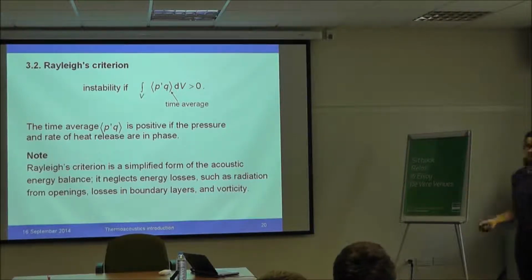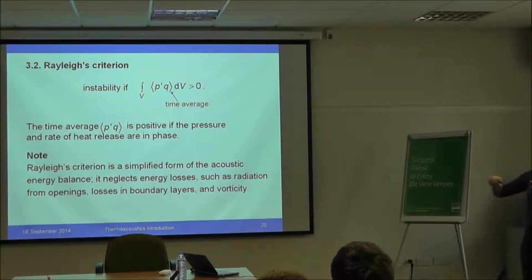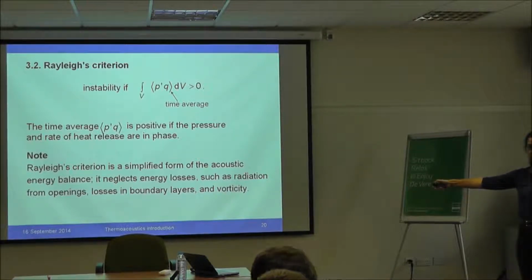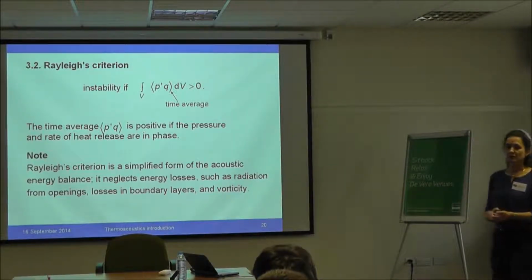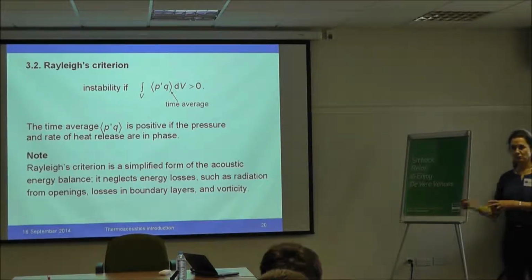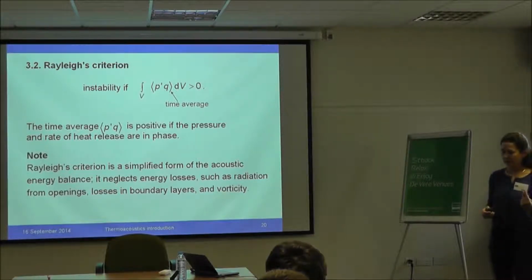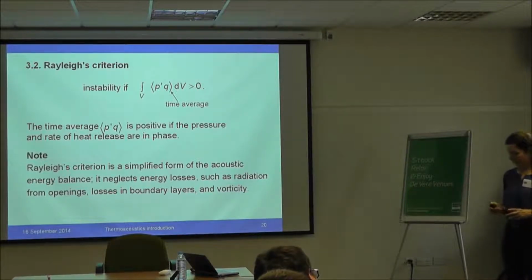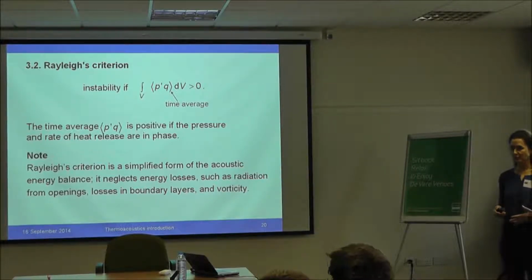So Rayleigh's criterion is a simplified version of the acoustic energy balance. It neglects losses, such as radiation losses. If you have a one-dimensional case, a tube with open ends, you have radiation losses at the ends, and they are neglected by Rayleigh's criterion. Losses in boundary layers or vorticity are also neglected, but it's the most basic form of the acoustic energy balance. Acoustic energy changes due to heat added, and if the heat added and the acoustic pressure are in phase, we have an instability. So it's not an empirical finding, it's a consequence of the basic equations of fluid mechanics.